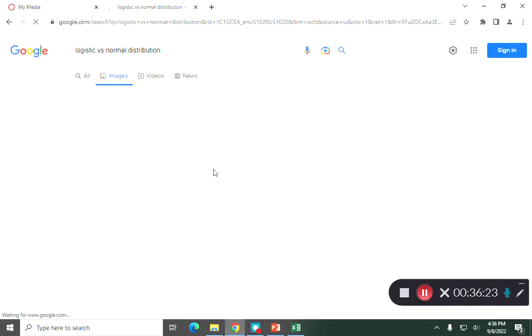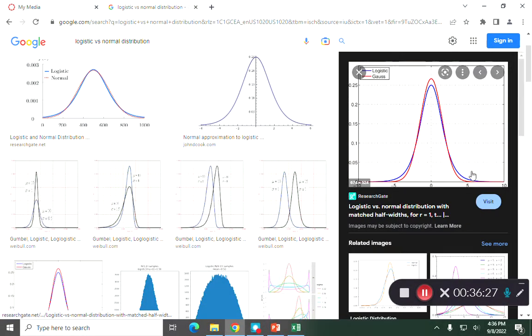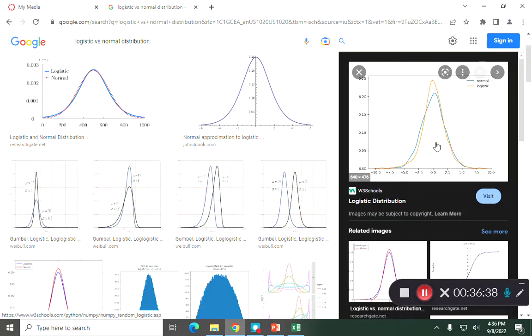Generally speaking, logistic and normal look very, very similar. Generally speaking, the normal distribution is more bell-shaped.